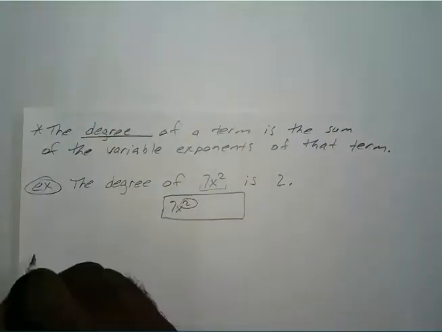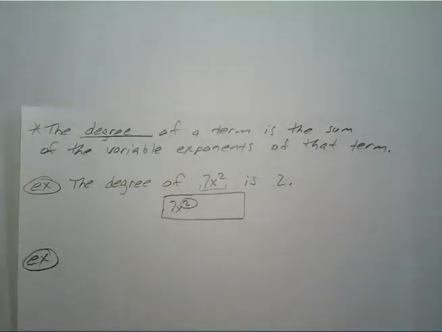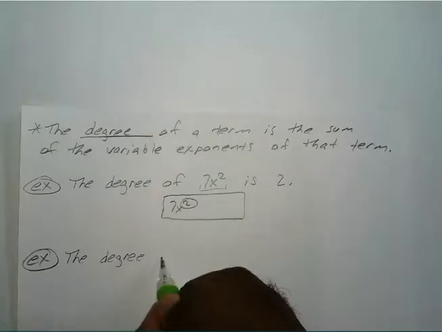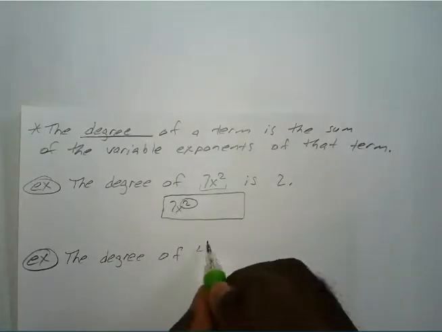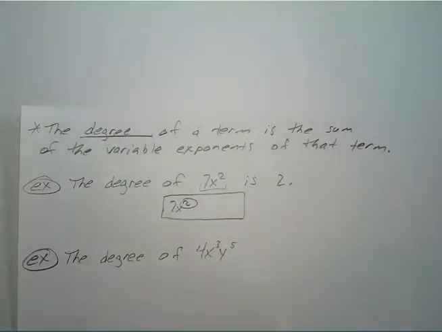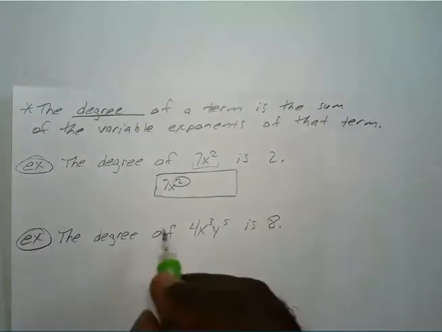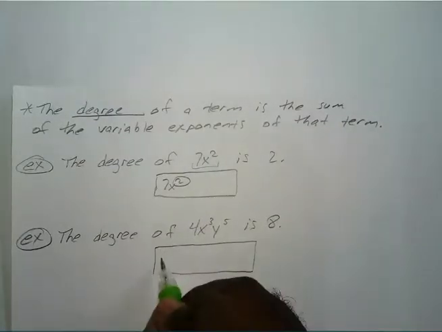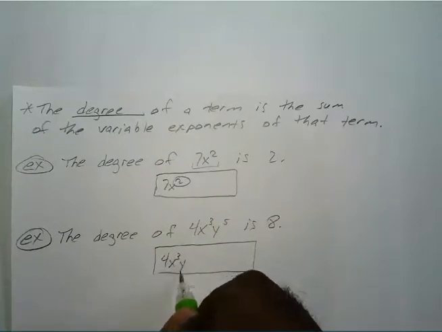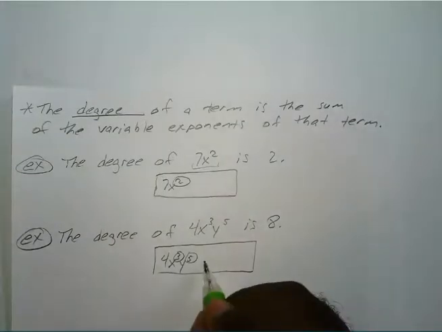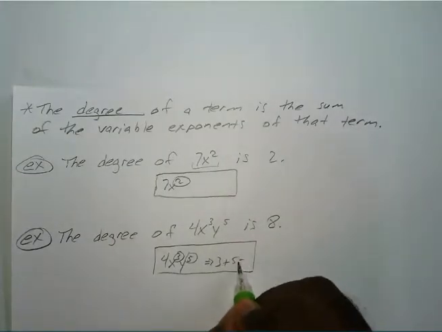Okay, let's look at another example. Let's say you have the degree of 4x to the 3rd times y to the 5th. Well, we know the degree of that is 8. How do we know that? It is because if you have 4x to the 3rd, y to the 5th, you're going to add those variable exponents. So we know that 3 plus 5 is 8.